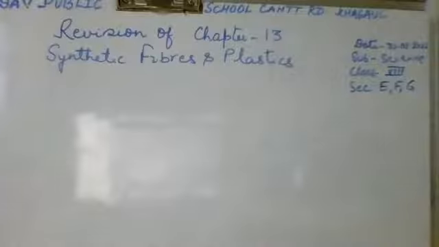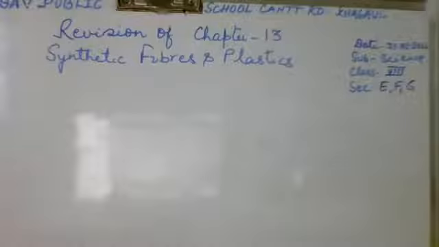Synthetic fibers and plastics. So first of all, how many types of fibers do we have? Two types. Natural fibers and synthetic fibers. Natural and artificial, natural and man-made fibers. We are going to study about synthetic fibers. Natural fibers we have already studied in our previous classes, isn't it? In 6th class you all had studied, yes, ma'am.